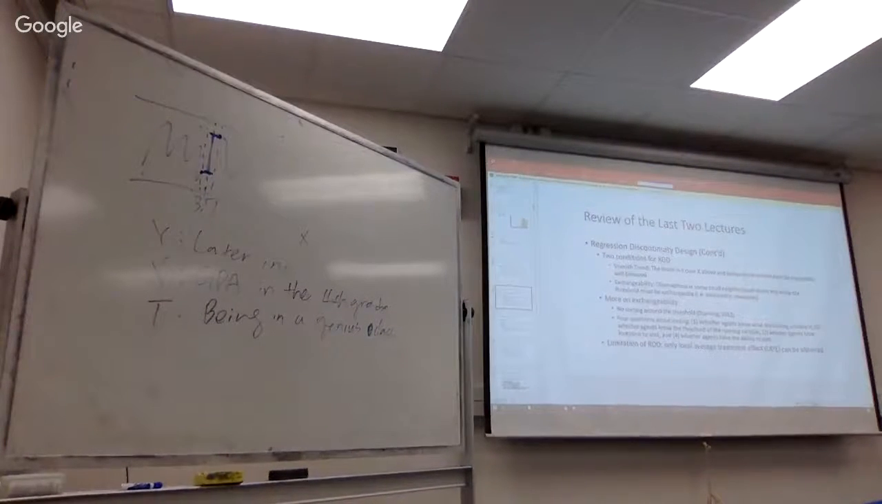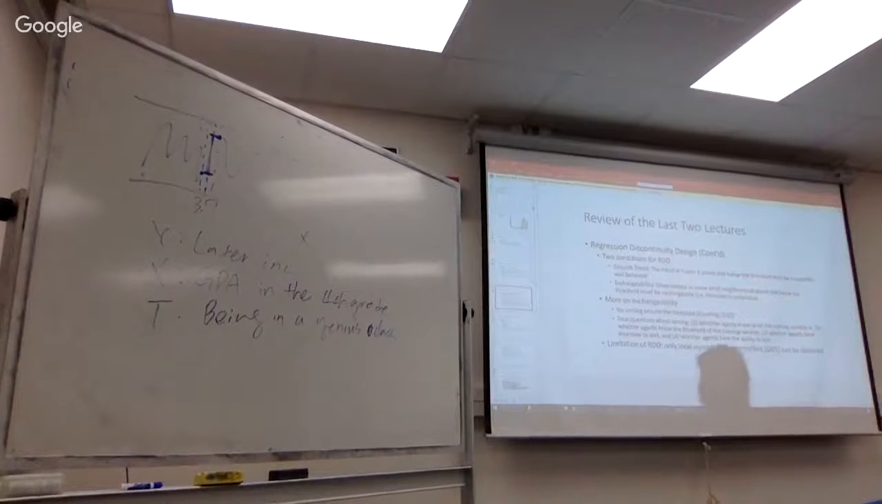Okay, good. The second condition for RDD is exchangeability. It means that observations in some small neighborhood above and below the threshold must be exchangeable. So it's basically what I said earlier: you have to compare apples and apples. That means that you are balanced in covariates, so there are no unobserved heterogeneities that make the comparison biased.